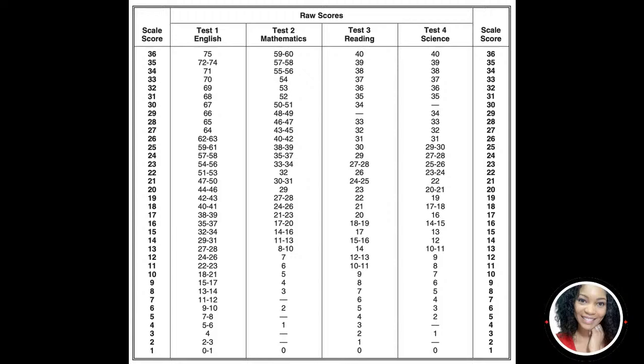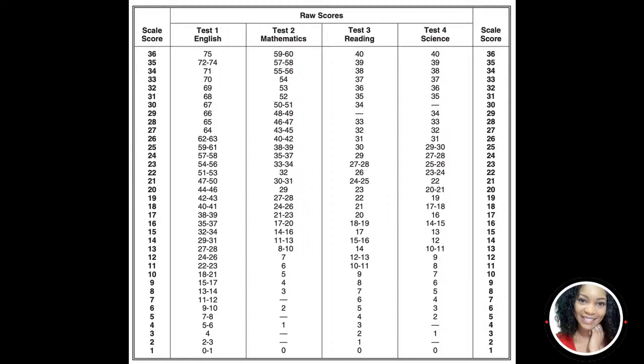So you would do the same thing for math. If you had a raw score of 54 in math, then for this particular table, your scale score would be a 33, okay? Let's say here for reading, like let's say you have a range. If you scored a 27, your scale score for reading would be 23. And the same thing, if it was a 28, it would be the same thing, okay?